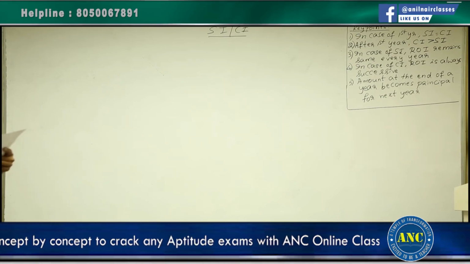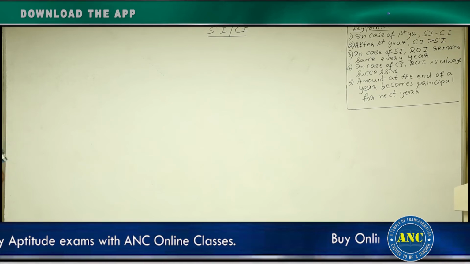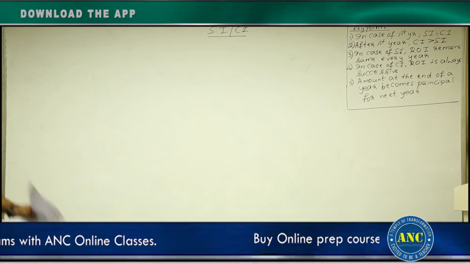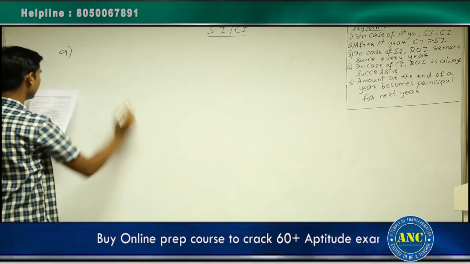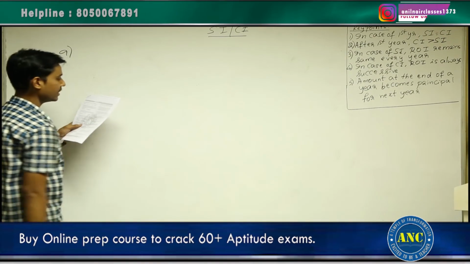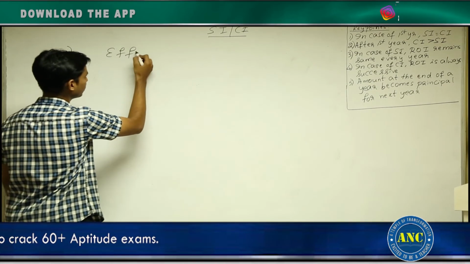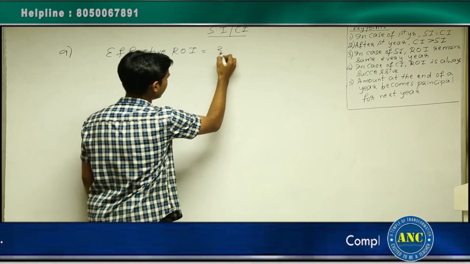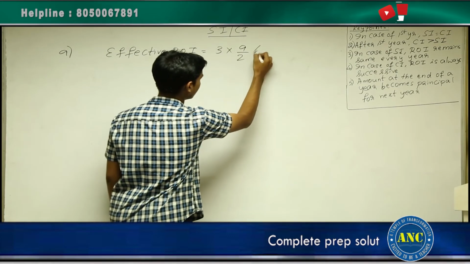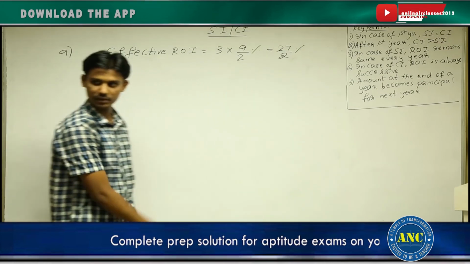Let us calculate the last part first. Rupees 800 is producing some interest in 3 years at 4.5%. If it is the ninth question, please see here. For 3 years it is 4.5%. What is the effective rate of interest? 3 into 4.5, that is 3 into 9 by 2 percentage. That means this is 27 by 2 percentage. Agreed?